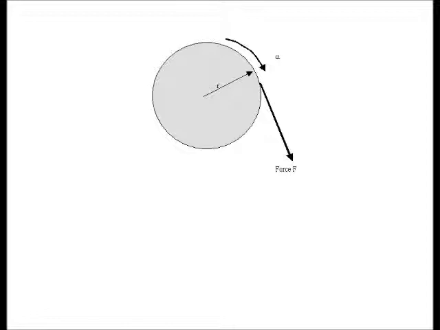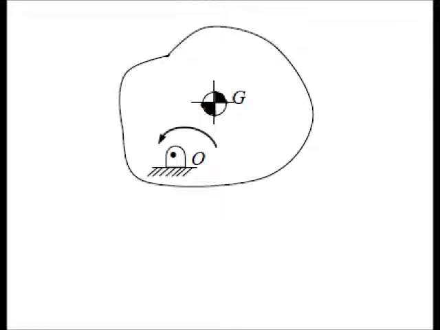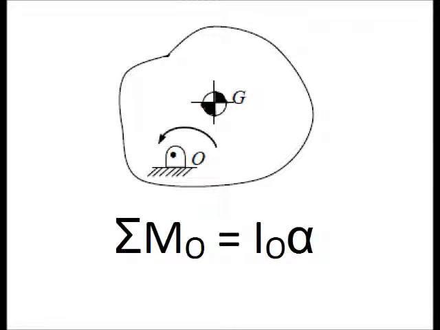For problems involving rotational motion, we use the equation for the balance of angular momentum, MG equals IG alpha. This means that the sum of the moments, or net moment, about the center of mass of a body is equal to the product of mass moment of inertia for that center of mass and angular acceleration. If we want to sum moments about a fixed point O that may or may not be the center of mass, we can use MO equals IO alpha.